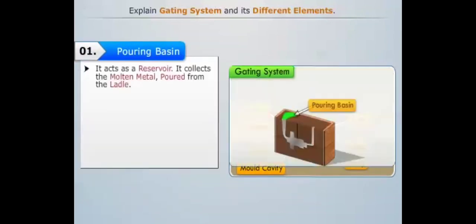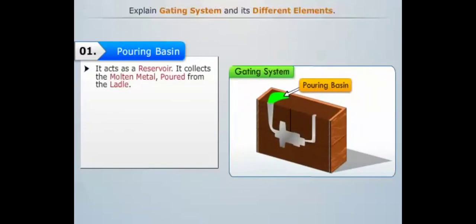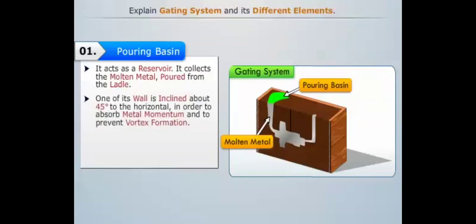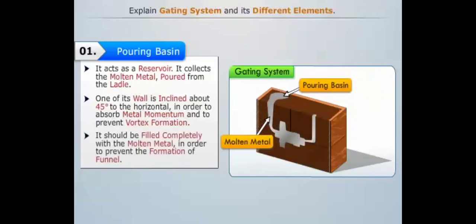Pouring basin acts as a reservoir. It collects the molten metal which is poured from the ladle. Note that one of its walls is inclined about 45 degrees to the horizontal in order to absorb metal momentum and to prevent vortex formation. Also note that the pouring basin should be filled completely with the molten metal in order to prevent the formation of a funnel.